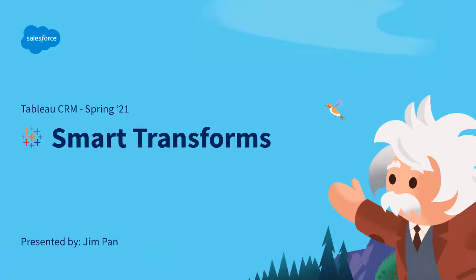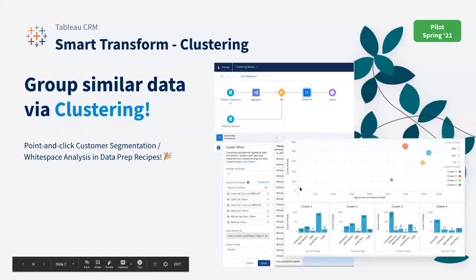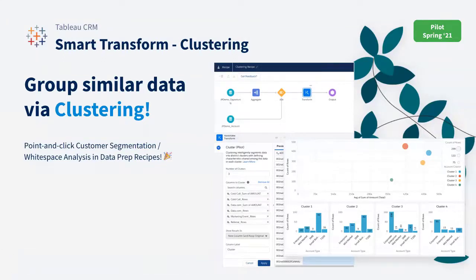Thank you, Tim. Hi, folks. Again, this is Jim Pan, and I'm here to talk about smart transformations in the DataPrep recipes for Spring 21. We have some pretty exciting developments here. I'm going to go through some quick slides on things I'm going to cover, and I'll show you a demo of them. First things first, clustering.